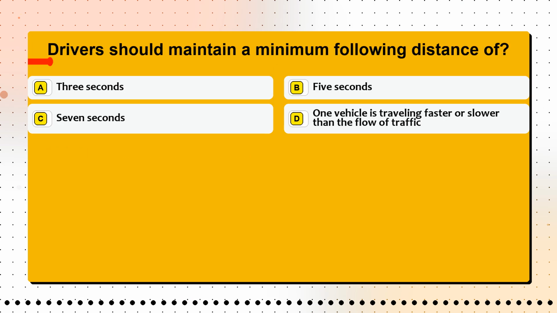Question 94. Drivers should maintain a minimum following distance of? Here are the options. Option A. 3 seconds. Option B. 5 seconds. Option C. 7 seconds. Option D. One vehicle is traveling faster or slower than the flow of traffic.